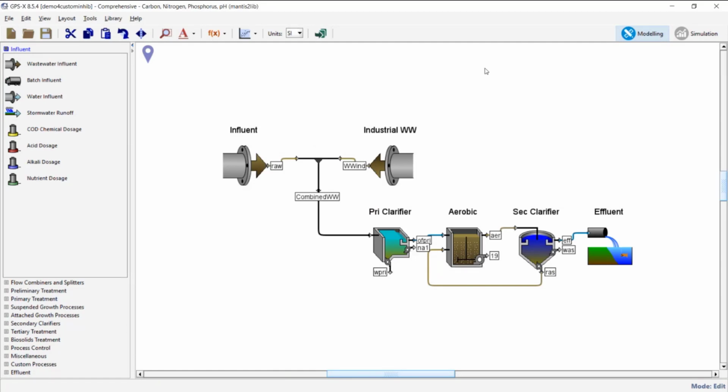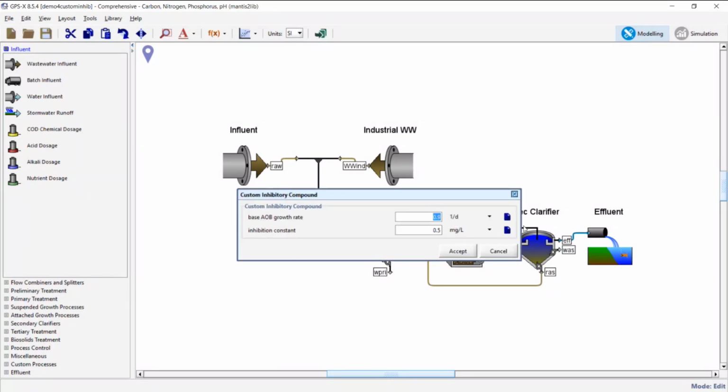Now that we have that all set up, I did that ahead of time. If I go to my user menu, we can see there's a custom inhibitory compound, and here's my custom menu that is made. You can do that yourself. You can make any constants that you like, build your own variables and your own menus, and plot your own new variables. That's part of what the GPSX customization functionality is all about.